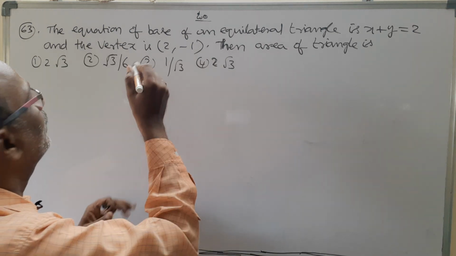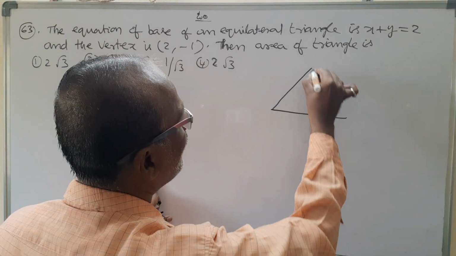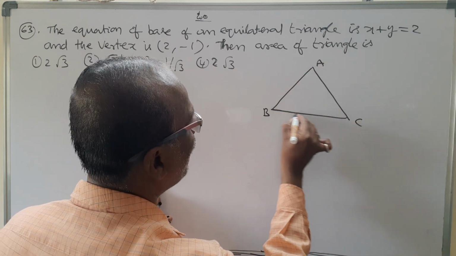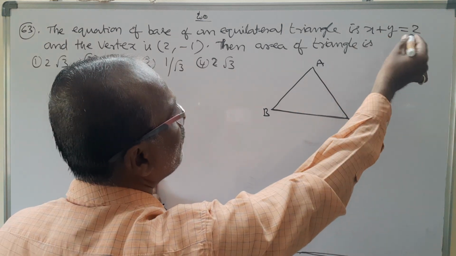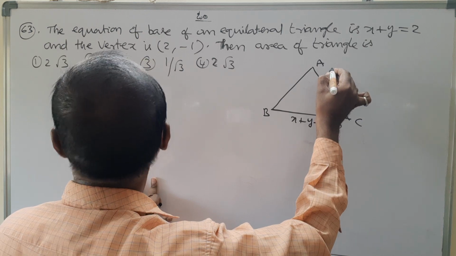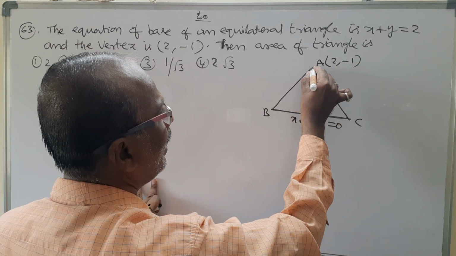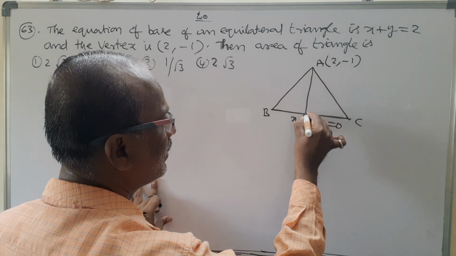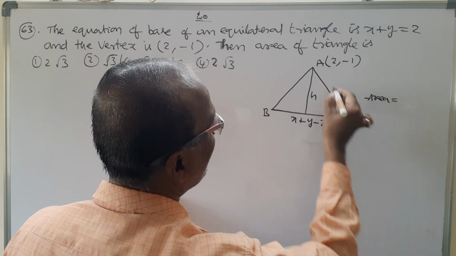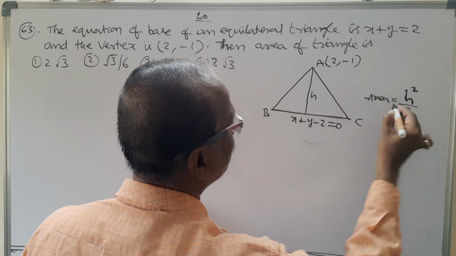Here in this question, triangle ABC is equilateral. Here the base BC is given, x plus y equal to 2, that is x plus y minus 2 equal to 0. One vertex is given, (2, -1). To find the area of the triangle, we first find the height of the triangle, H. If the height is given, the area of an equilateral triangle is h square by root 3.